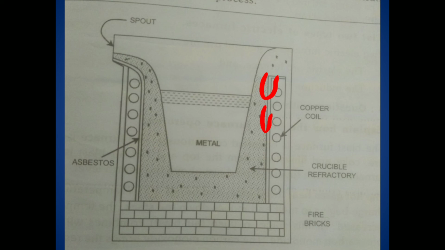When high frequency electrical current is applied to the copper coil, the current is induced, then heat will be generated. Okay, this causes the metal to melt, and eddy current ensures thorough mixing.